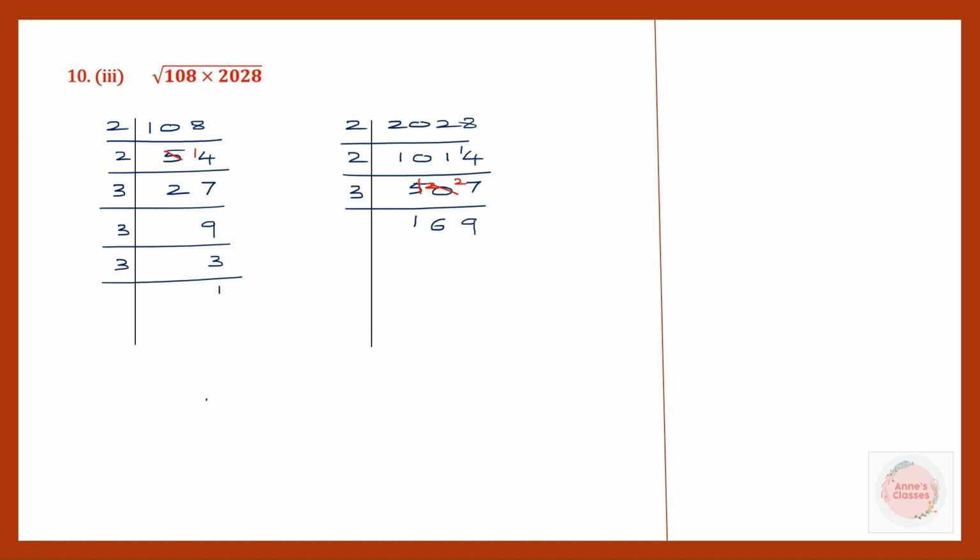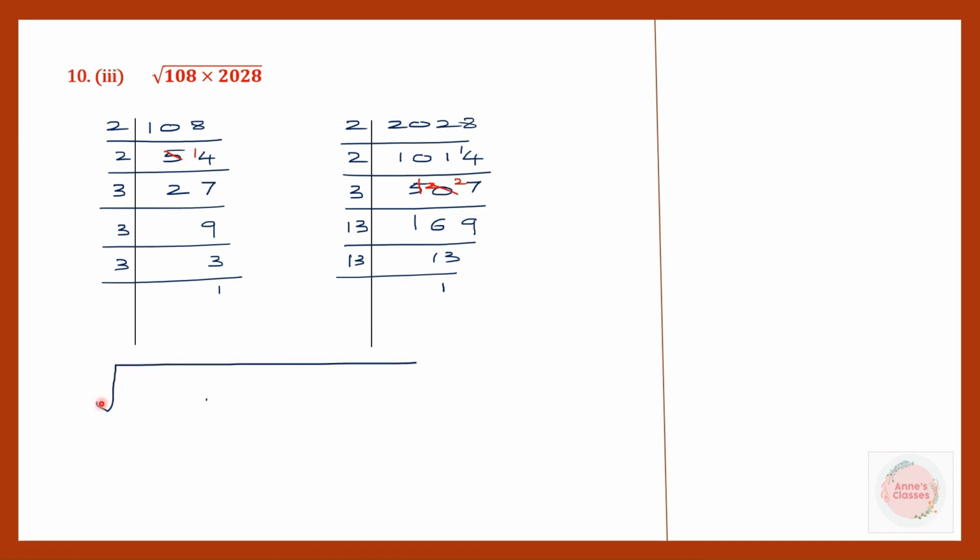3 nines are 27. Now this number is 169. And this is divisible by 13. 13 into 13 is 169. So again we divided by 13 once. So now we have found all the prime factors of 108 and 2028. Let's put them all together.